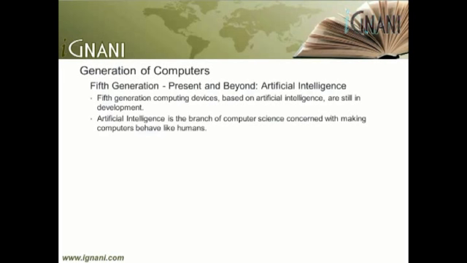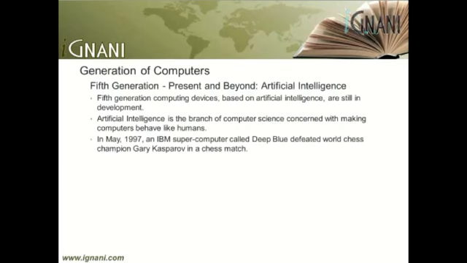Currently, no computers exhibit full artificial intelligence. The greatest advances have occurred in the field of game playing. The best computer chess programs are now capable of beating humans. In May 1997, an IBM supercomputer called Deep Blue defeated world chess champion Garry Kasparov in a chess match.